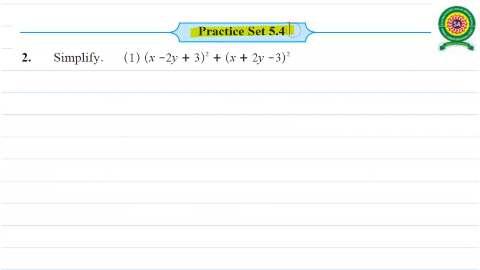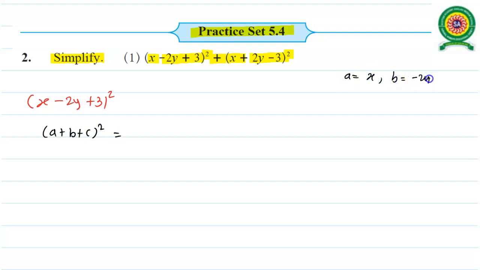Question number 2 from practice set 5.4. Simplify x minus 2y plus 3 the whole square plus x plus 2y minus of 3 the whole square. So let us try to consider firstly the expansion for x minus 2y plus 3 the whole square. On comparing with a plus b plus c the whole square, we are getting here a value becomes x, b value becomes minus of 2y and c value is 3.